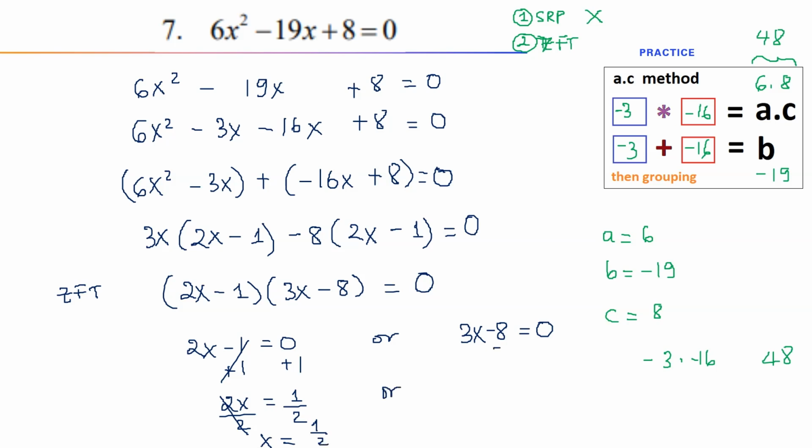Or add 8 to both sides. That's 3x equals 8. Divide by 3 on both sides to isolate x. x equals 8 over 3. So 8 over 3, comma, 1/2.